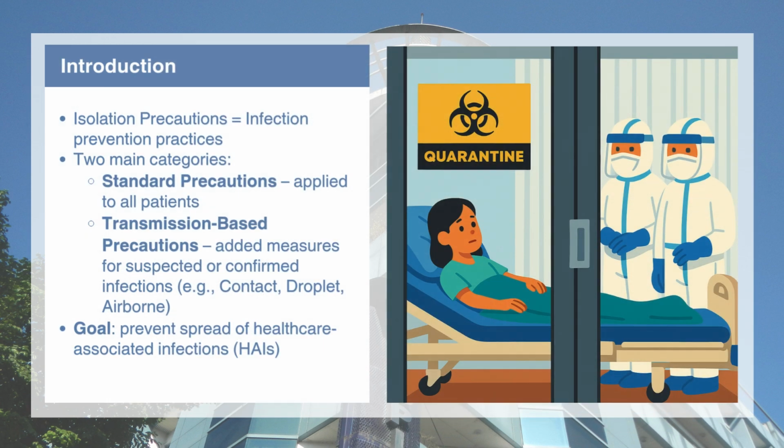protection. Isolation precautions are infection prevention practices designed to reduce the spread of infectious agents within healthcare settings. They are divided into two categories. First, standard precautions, which are applied universally to all patients, regardless of infection status. Second, transmission-based precautions, which are additional measures used when patients are suspected or confirmed to have specific infections that require extra protection, such as contact, droplet, or airborne precautions. Together, these measures form a strong barrier against healthcare-associated infections.